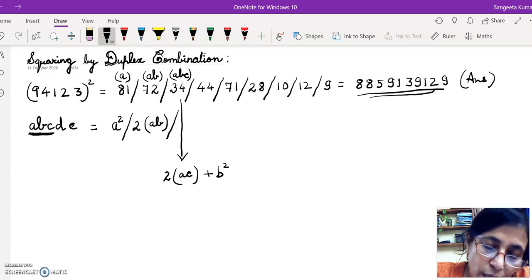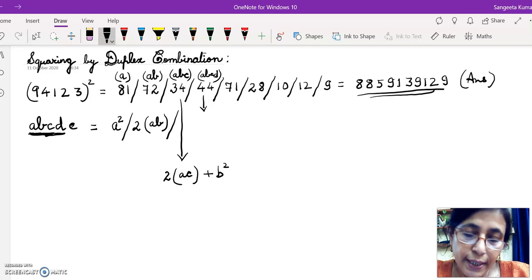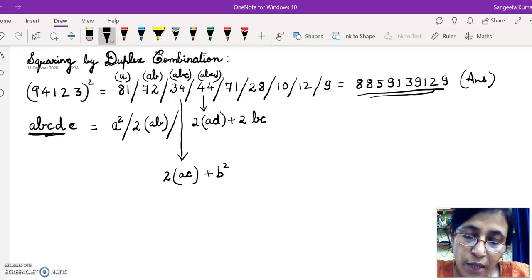Then next I'll take the first 4 digits, that is 9412, A, B, C, D. So this 44 is A, B, C, D. Now this is how I have got it. Here again I have taken twice of the outside numbers and twice of the inside numbers. That is twice of A into D plus twice of B into C. This will give me the fourth part of the answer.